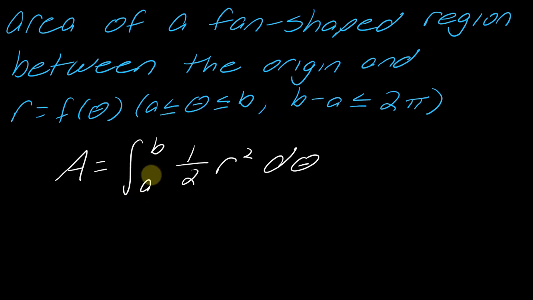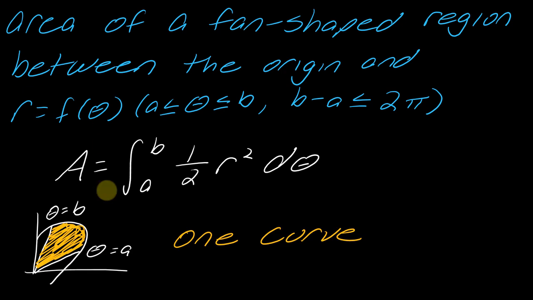So you have your a and your b, where a is the lowest and b is the largest. The difference between b and a has to be less than 2 pi. But it's a pretty straightforward formula. We assume that r is given as some equation in terms of theta. So you can just set up the integral from a to b of 1/2 r squared d theta. And remember, r will be replaced with whatever this function is, so this will all be in terms of theta.